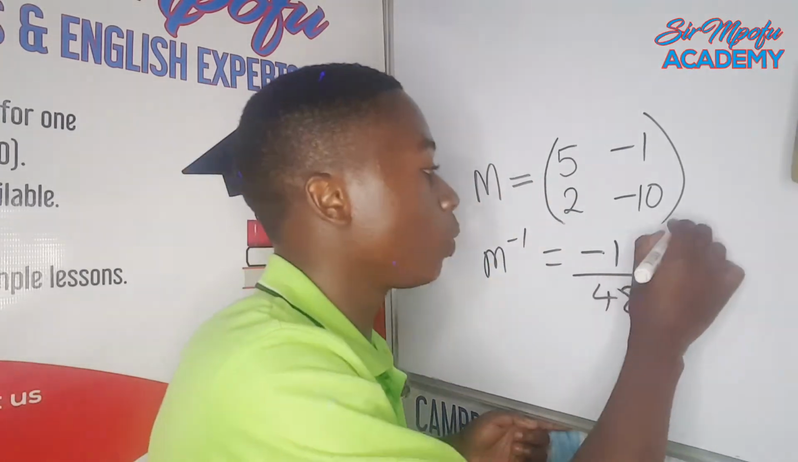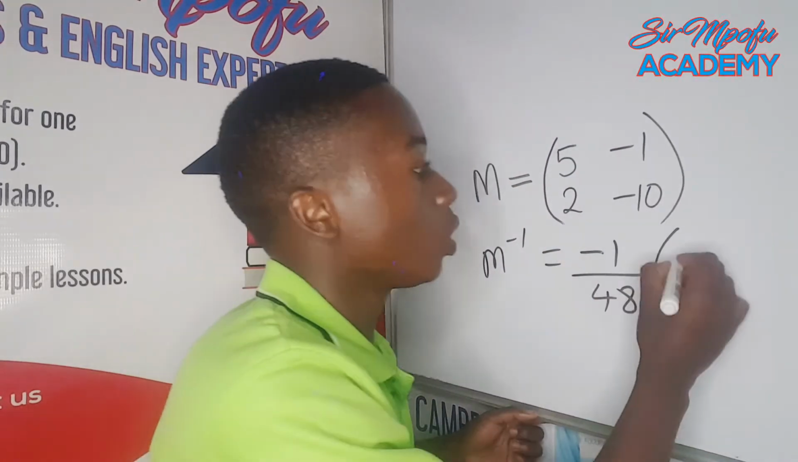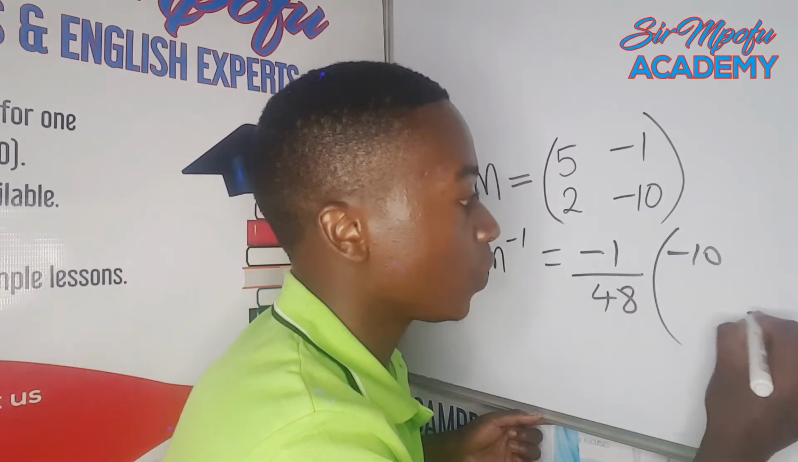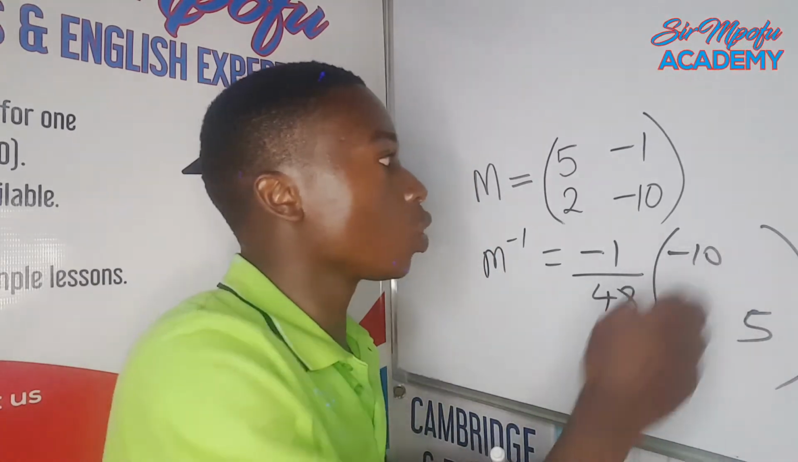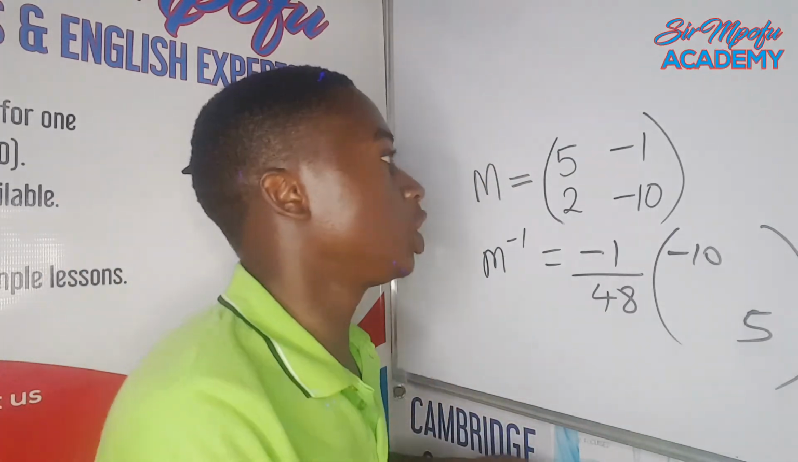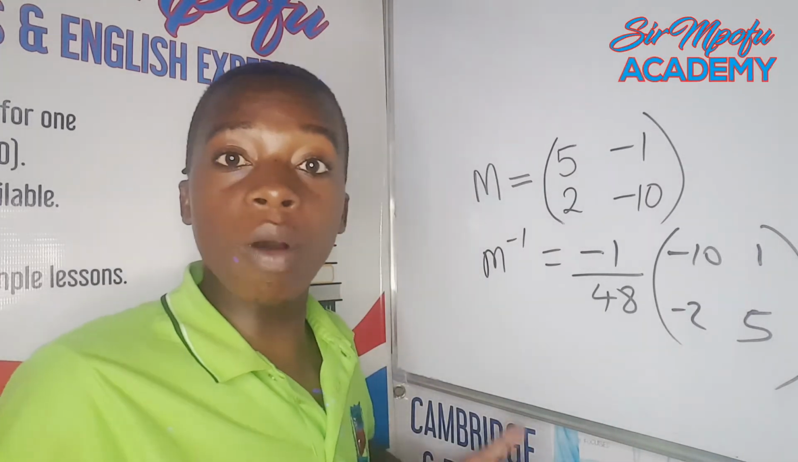And what's the next step? We do what you have to do inside, right? So this becomes minus 10. I hope that is clear. And 5 will be here. And what do we do on these two? We multiply them by the negative, meaning their signs will change. So this becomes positive 1 and this becomes negative 2. That will be our final answer.